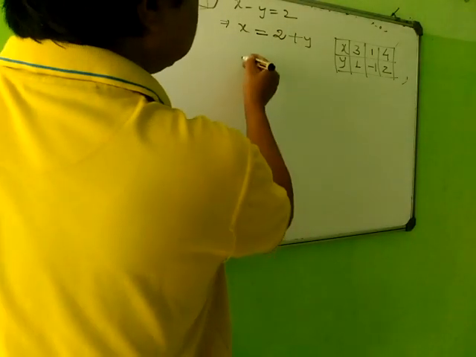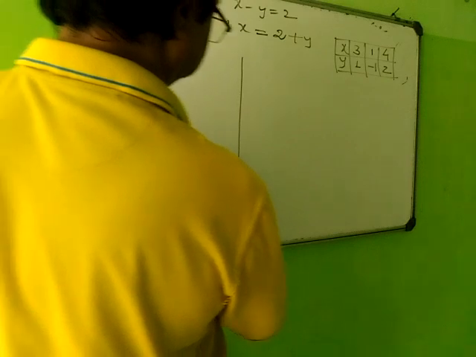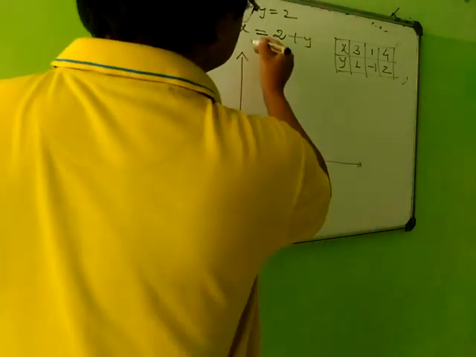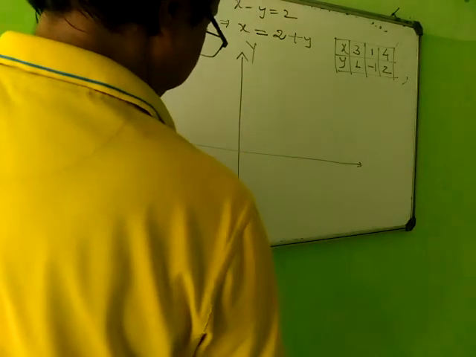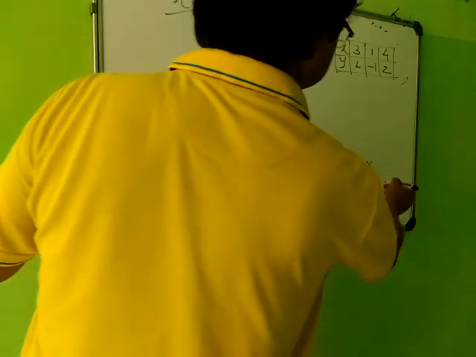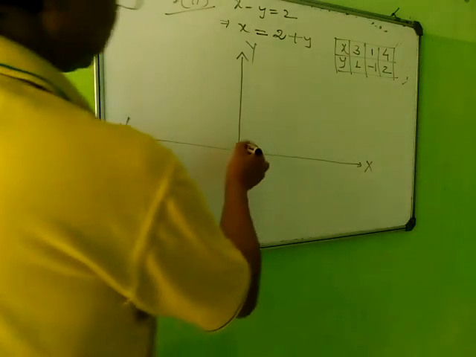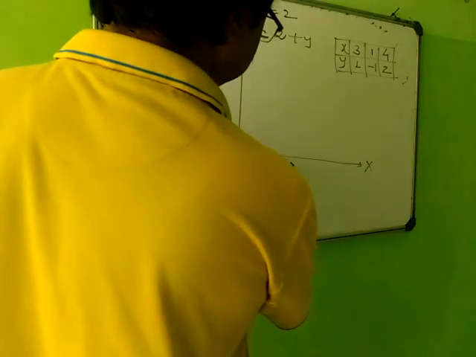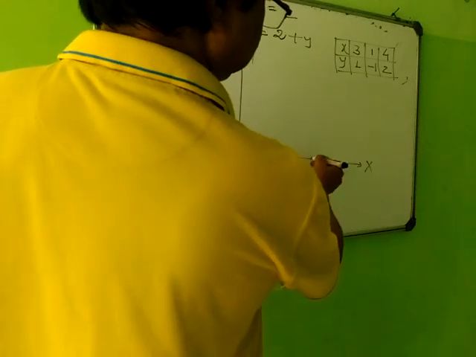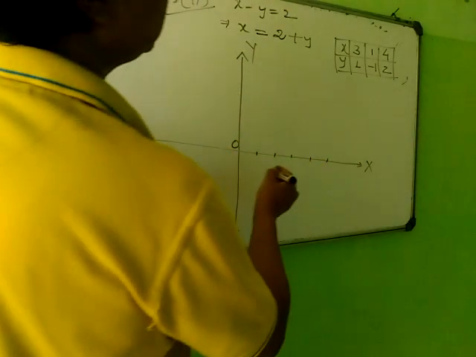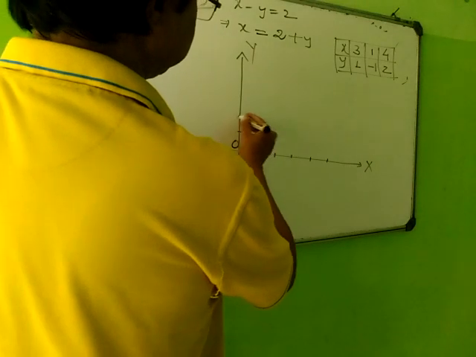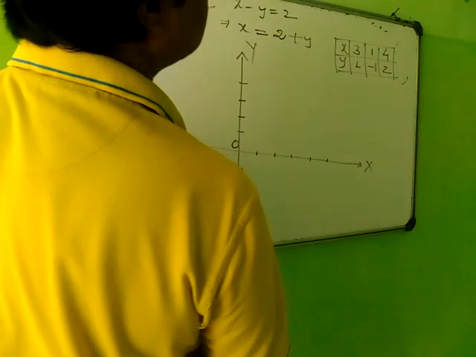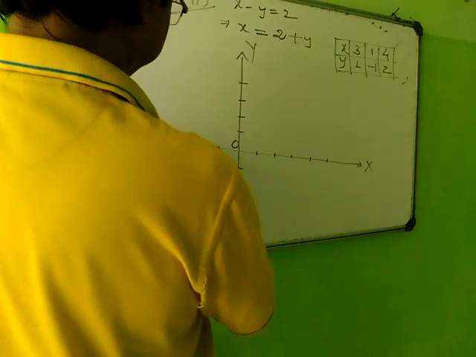Now, so here this is y, y dash. This is x, x dash. This is the origin. So now, assume that they are taken at equal intervals. Then here it is 1, 2, 3, 4. Here is minus 1, minus 2. And say here 1, 2, 3.